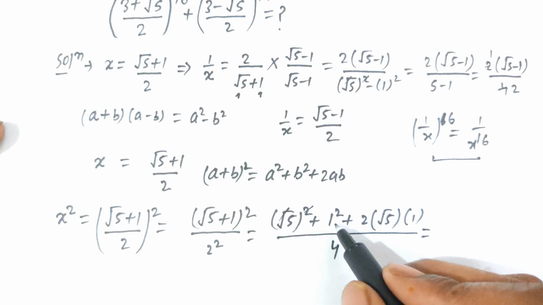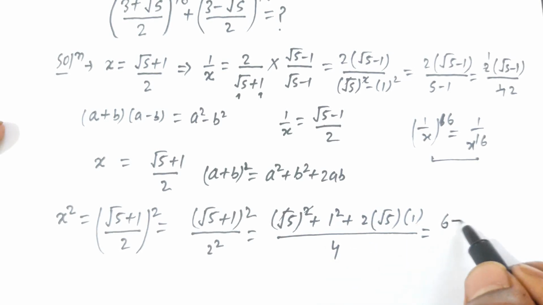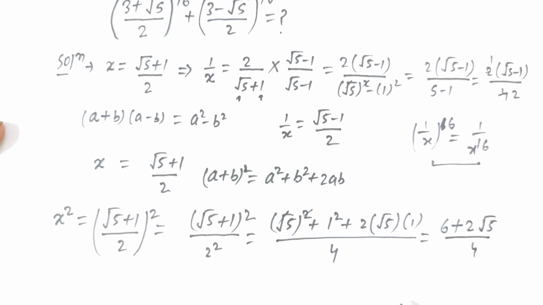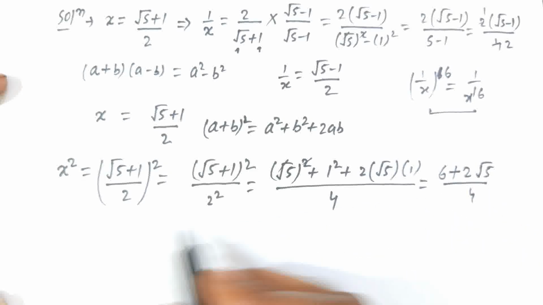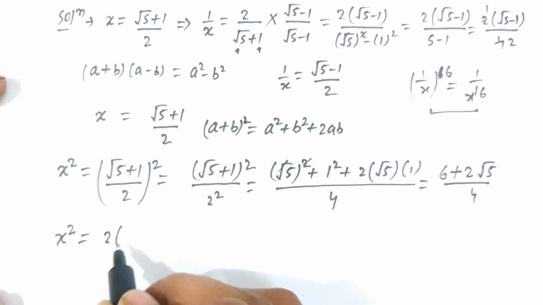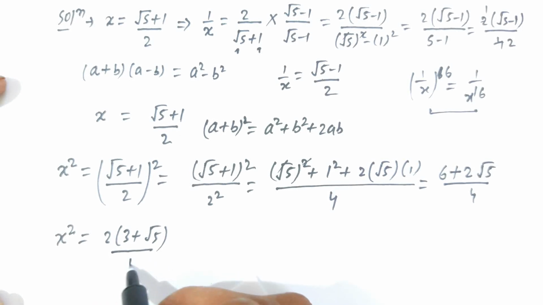This is equals to, this square is cancelled out by this square root. So here 5 and 1 square, that is 1. So 5 + 1, that is 6 + 2√5 divided by 4. Now here in numerator if we take common 2, then in left hand side x², this is equals to 2 times (3 + √5) divided by 4.